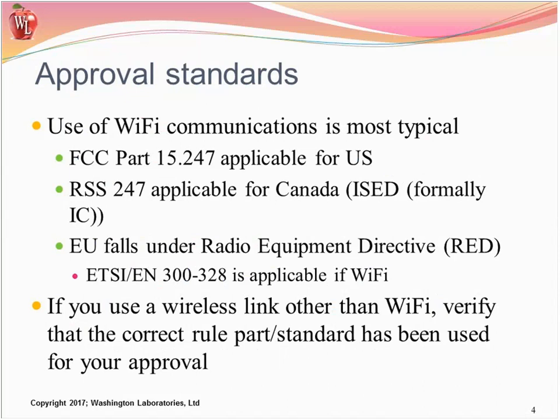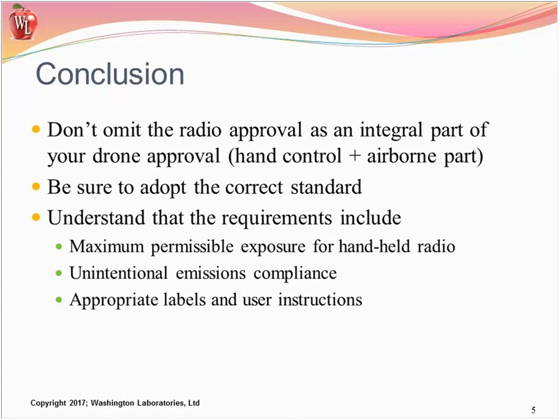However, if you use a wireless link other than Wi-Fi, verify that the correct rule parts or standards have been used for your approval. You incorporate all those things. So the bottom line is, don't omit the radio approval as an integral part of your device approval. You need to make sure it's there, or you could see an issue with getting a permit to operate. Be sure to adopt the correct standard. Like I say, Wi-Fi is typical, but other things are available. And remember that the requirements include the maximum permissible exposure, especially for the handheld portion, unintentional emissions compliance, and appropriate labeling and user instructions.